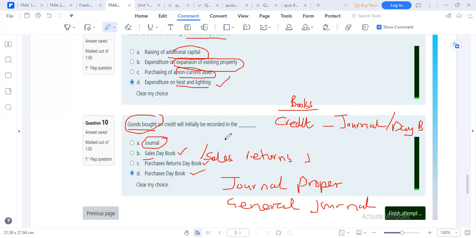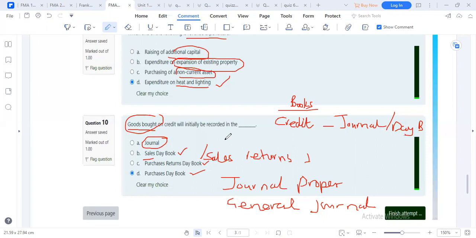So if I understand this correctly, the ones written in a day book are only on a credit basis? Yes, only on credit, like purchases. And if it's a cash transaction, then it's a receipt. Yes, we transfer it to the cash book. The receipt book. Yes, in the receipt book. Okay, understood.